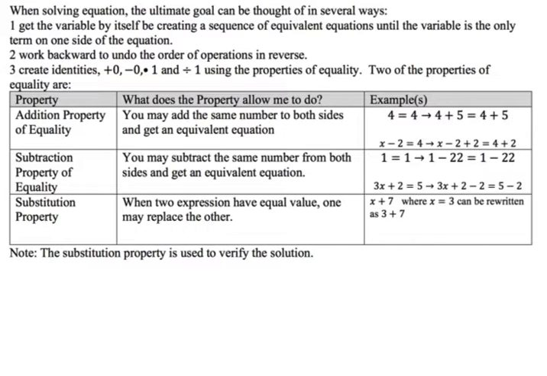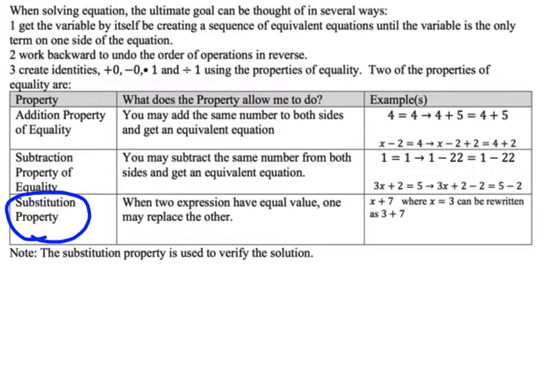The property, the addition property of equality: you may add the same amount to both sides of an equation. And the subtraction property of equality: you may subtract the same number from both sides of an equation. And then the substitution property, okay, this is an important one when we're checking solutions, as well as for other reasons. When two expressions have equal value, one may replace the other.